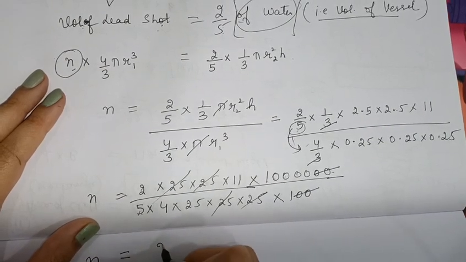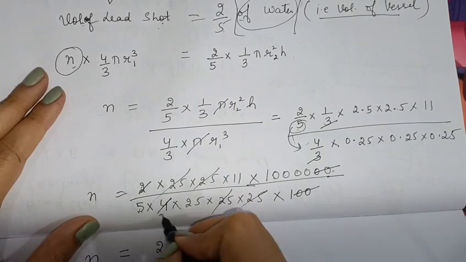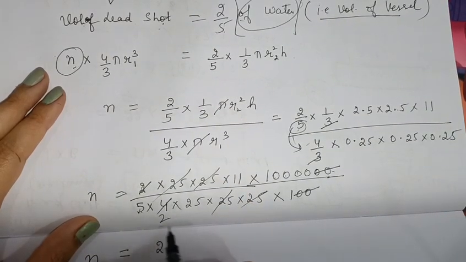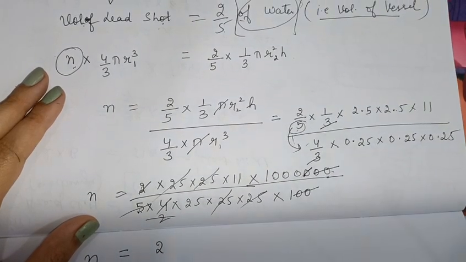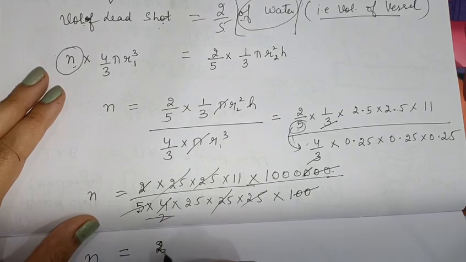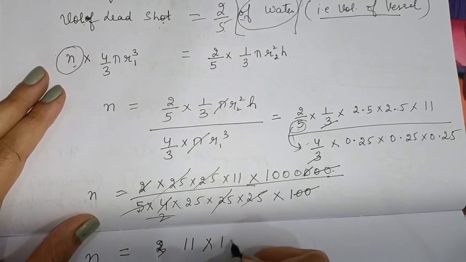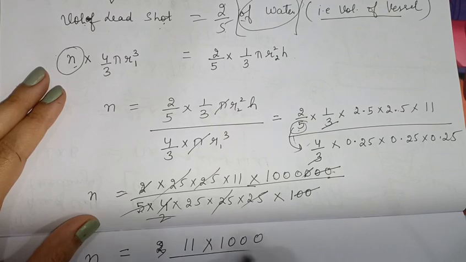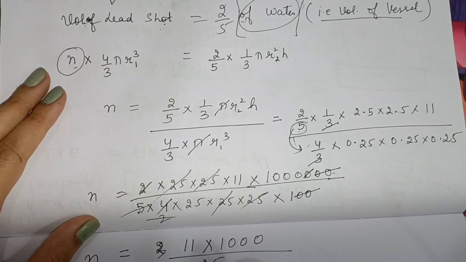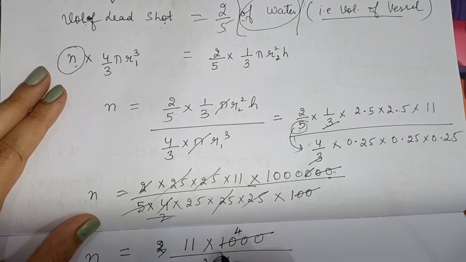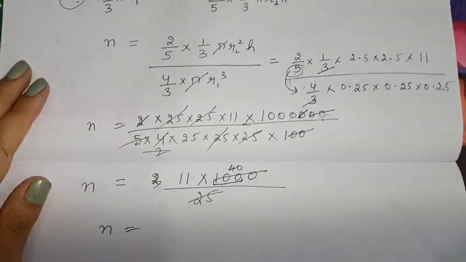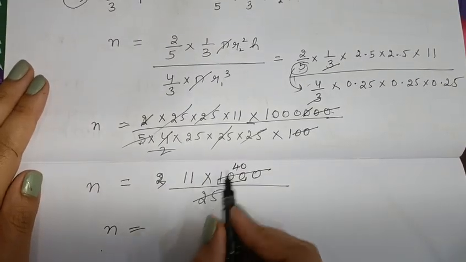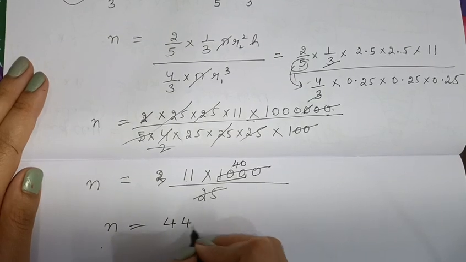So n is equals to 2 into this, we can cancel 2 into 2, 5 into 2 is 10, so 10 means 1 0 will get cancelled. So here everything I have cancelled. 11 into 1000 upon what is left here, 25. So 25 into 4 is 100, 1 0 will write. So n is equals to 11 into 4 is 440.